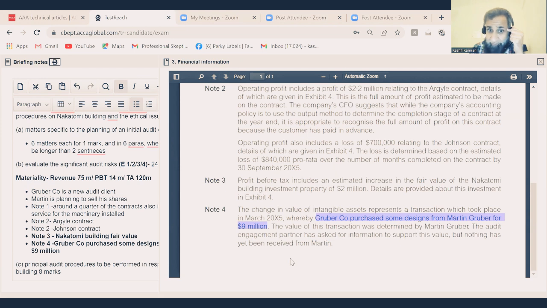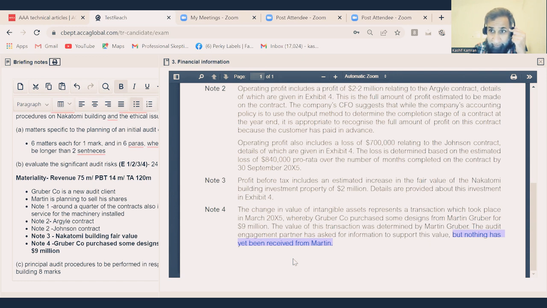Is that risky? Is there a risk that Martin Grubber would determine a higher price for fetching a better share price? The audit partner has asked for information to support the value, but nothing yet received from Martin. So is Martin trying to conceal information from the auditor? Does that make $9 million risky? Does that make $9 million a potential risk of overstatement?